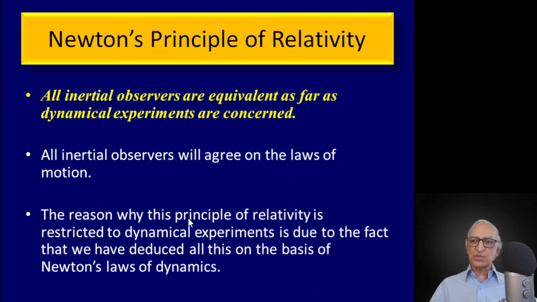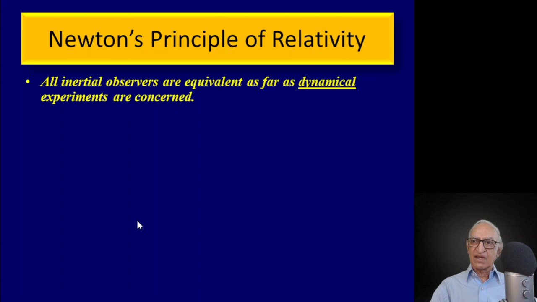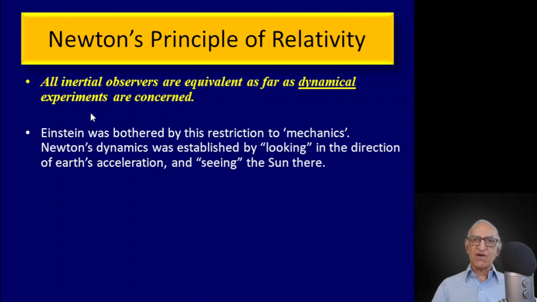Now, the reason why this principle of relativity is restricted to dynamical experiments is that we have deduced all this on the basis of Newton's laws of dynamics. So, once again, all inertial observers are equivalent as far as dynamical experiments are concerned. Now, Einstein was very much bothered by this restriction to mechanics. He argued, Newton's dynamics was established by looking in the direction of Earth's acceleration and seeing that in the direction of the acceleration is the sun. But seeing is part of optics.